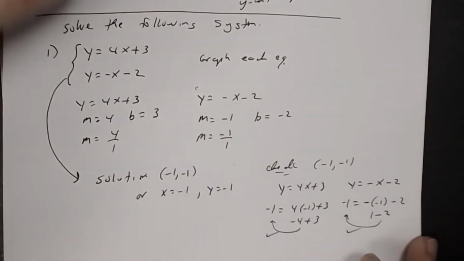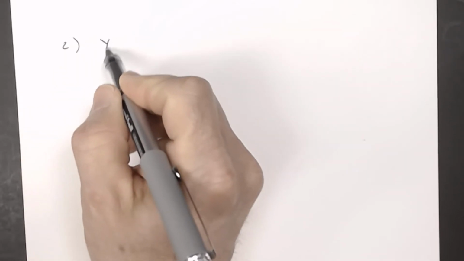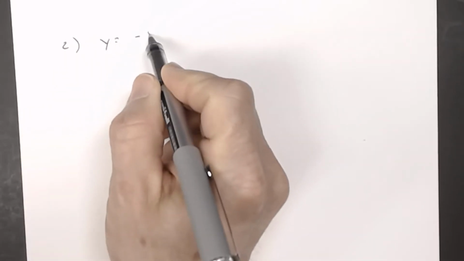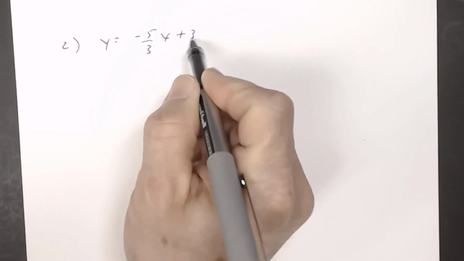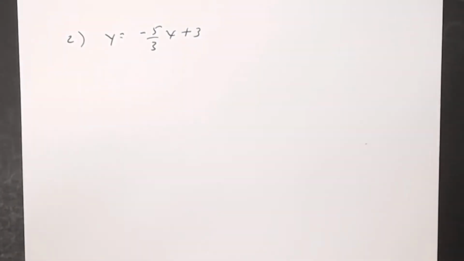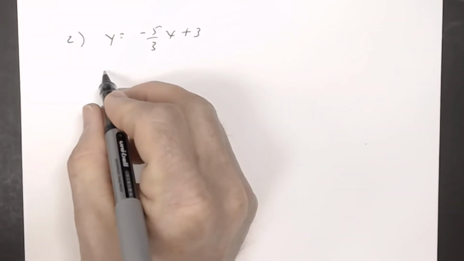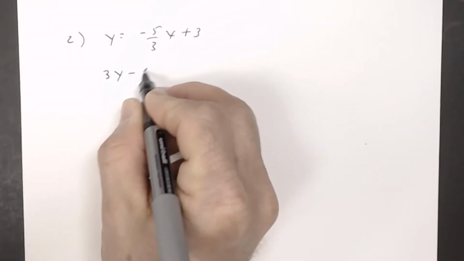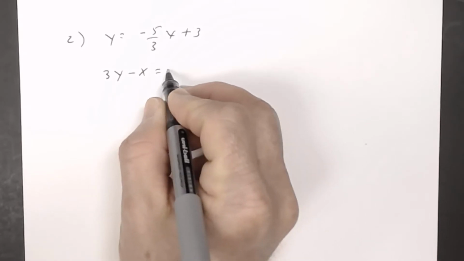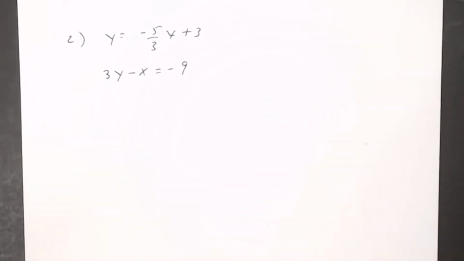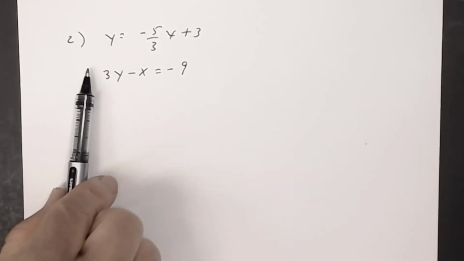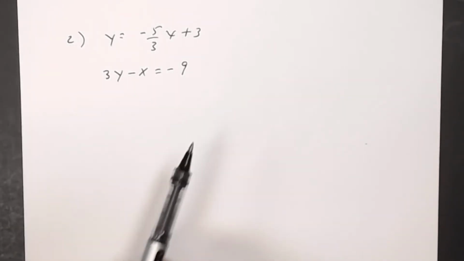All right, number 2. Let's suppose we had y equals negative 5/3 x plus 3, and let's say we had 3y minus x equals negative 9. So we want to solve the system. Again, remember that sometimes you won't have that brace, but it will say solve the system.